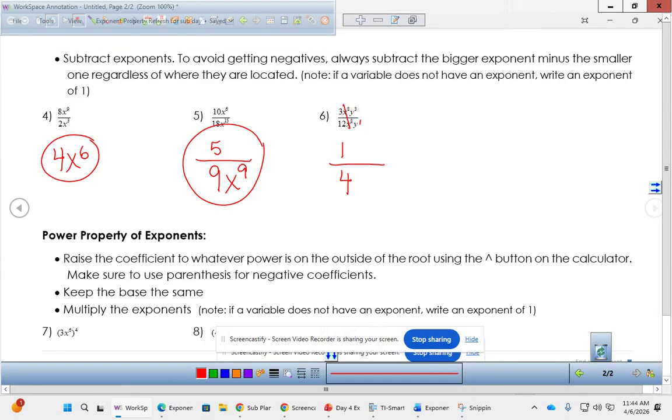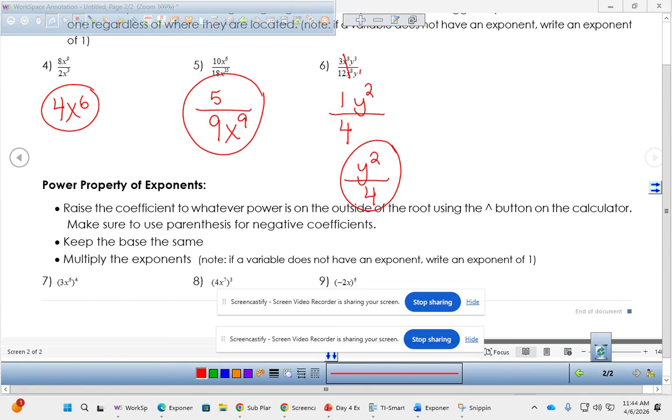The exponent of 3 on top is bigger than the exponent of 1 on the bottom, so I'm going to keep the y on the top. And 3 minus 1 is 2. I don't need to write the 1 though, so this is the same as y squared over 4. If you wrote the 1, that's totally fine. You can keep it that way. You just don't have to.